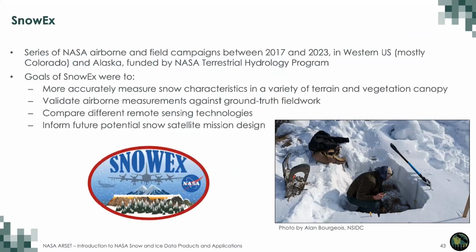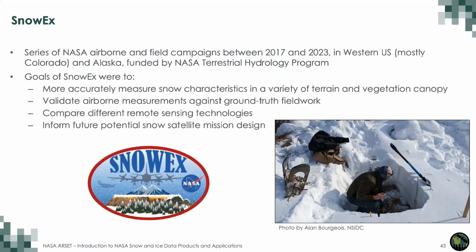And the goal was to more accurately measure snow characteristics in a variety of terrain and vegetation canopies that are not as well understood, and that we don't have good data from. And so there are ground measurements taken in the field and then validated against airborne measurements. And it allows one to compare different remote sensing technologies. And the hope is that these data can inform future potential snow satellite mission design.